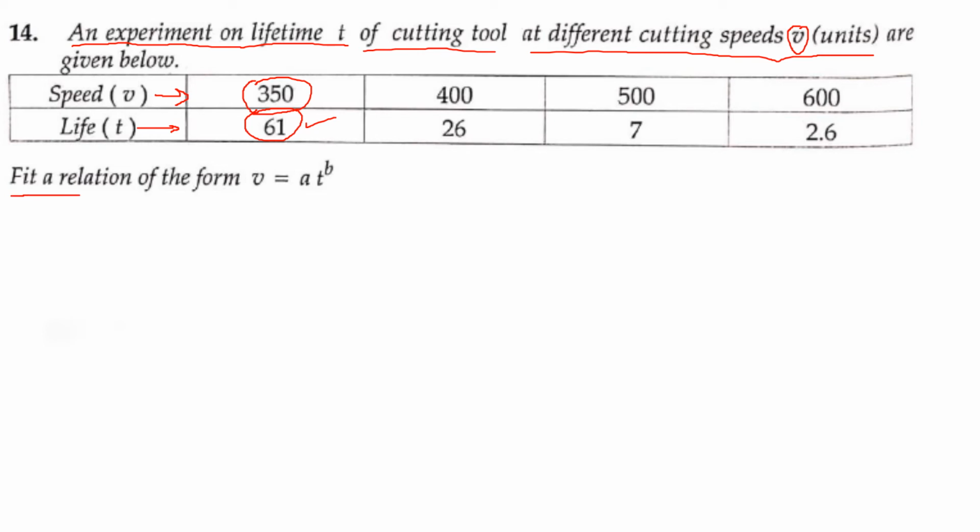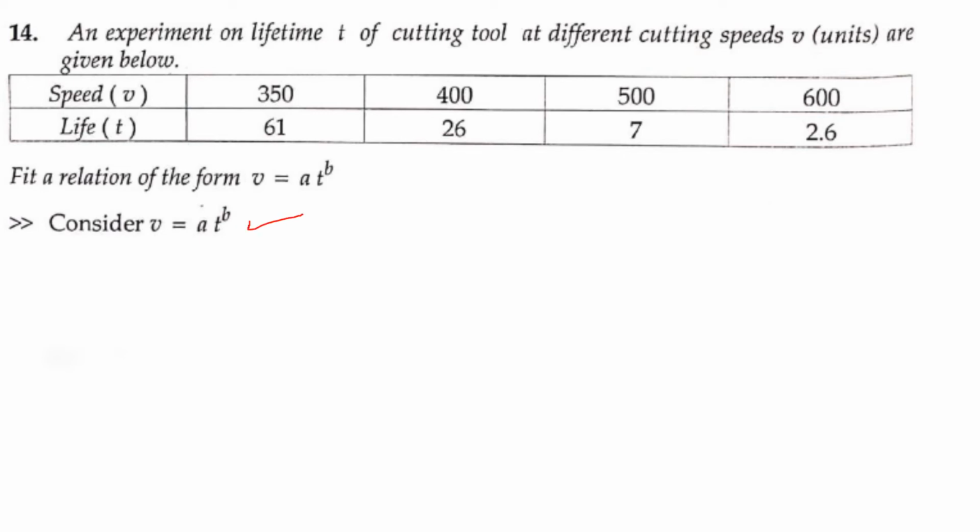Fit a relation of the form v is equal to a into t to the power b. That means instead of giving it as y is equal to a into x to the power b, they have given in the place of y small v and in the place of x small t. Whole procedure remains same. Only thing is we have small v in the place of small y, and in the place of small x we have small t. Let us solve the problem.